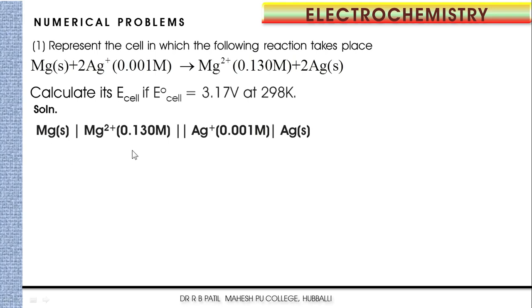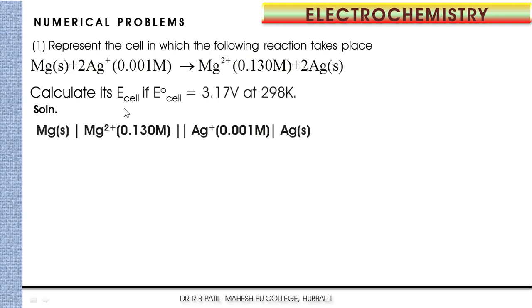Here you can see that first we represented the oxidation half cell: magnesium electrode, a single vertical line indicates phase change, magnesium ion, and the molar concentration whatever is given, that we have written. In the right hand side we represented the reduction half cell: first the electrolytic solution or ion Ag plus and its concentration, a single vertical line indicates phase change, and here we have silver, that is solid. The two half cells, oxidation half cell and reduction half cell, are separated by the salt bridge indicated by writing two vertical lines. Now let us calculate E cell.